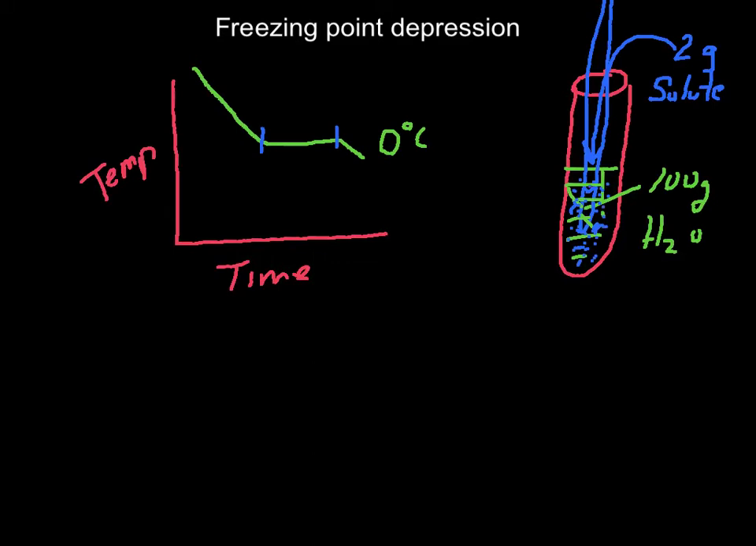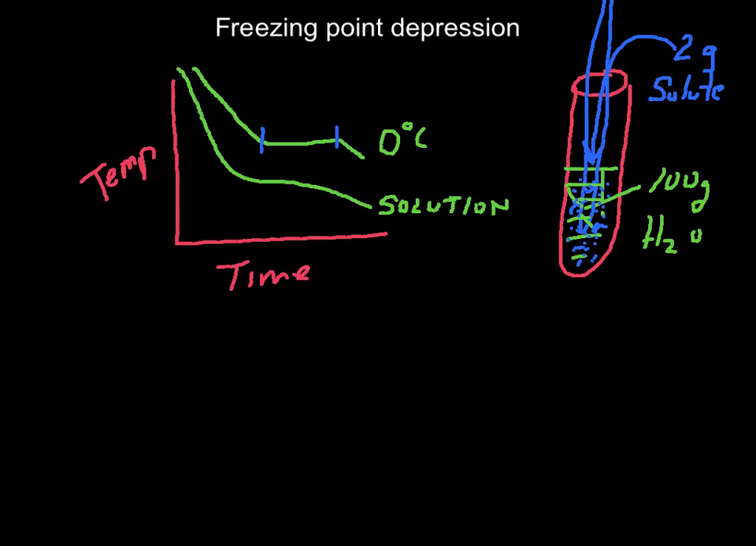Now what I observe this time is a curve that is lower than the original freezing of the pure solvent. That is, in this case, the solution. And a solution always freezes at a lower temperature. It always boils at a higher temperature than the pure solvent. This is why you put antifreeze in your car. This is why they put de-icers.